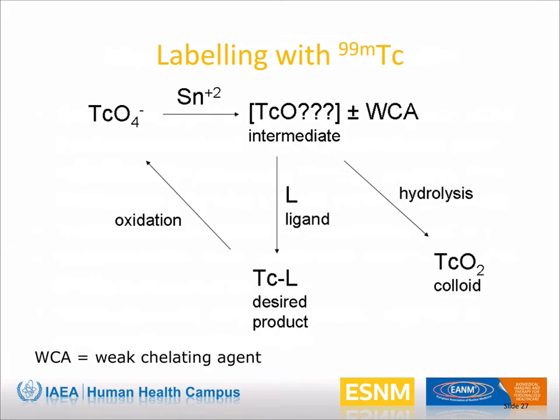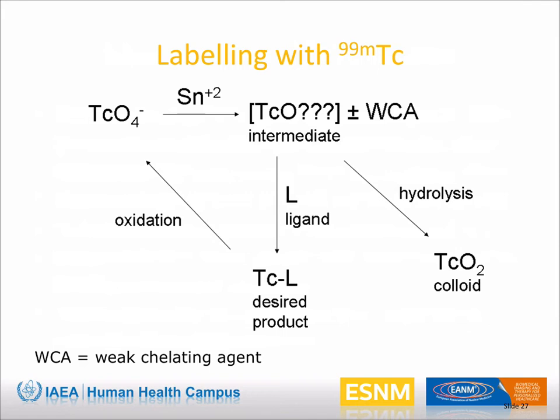Here we see an outline of the chemistry. So technetium pertechnetate is reduced by stannous ion to some sort of an intermediate, which may or may not be stabilized by a weak chelating agent. Technetium then forms its complex with the ligand to form the desired product. Usually we want this to be in at least 95% yield.